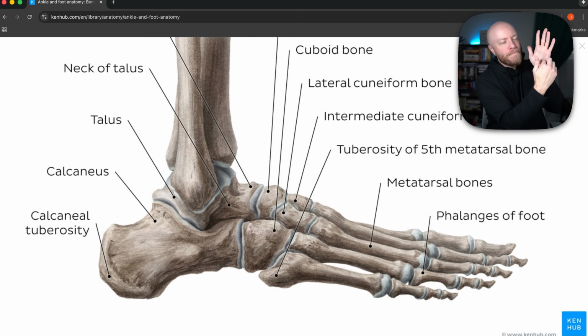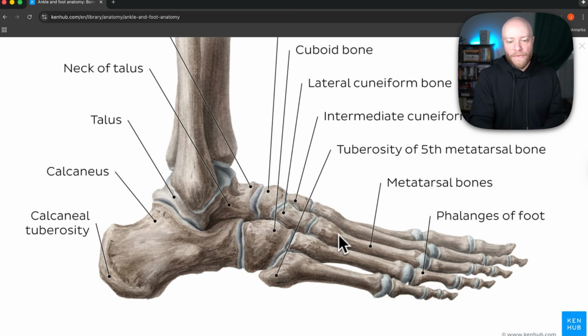It's like you have these metacarpals deep to your palm, right? Your palm can't fold. You bend on top of it or underneath it. But that's exactly what's happening here when we're getting into the foot.